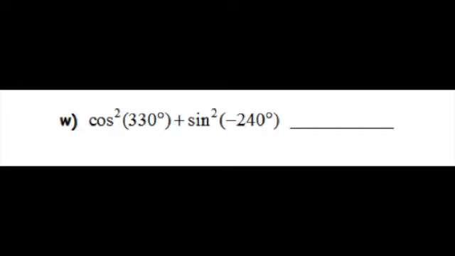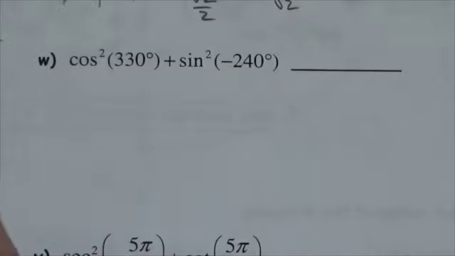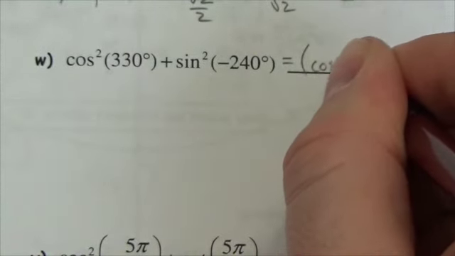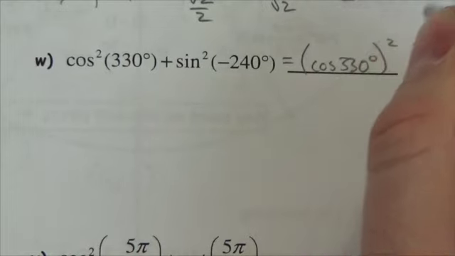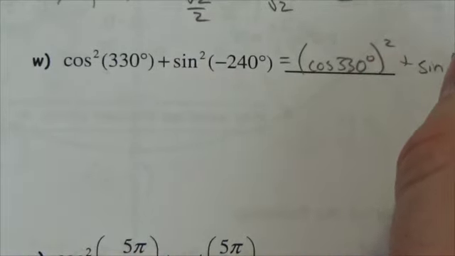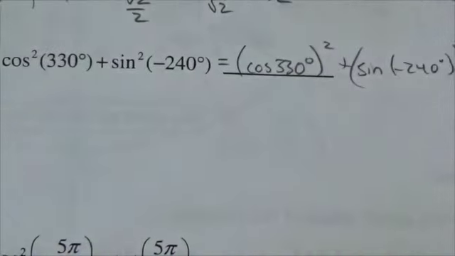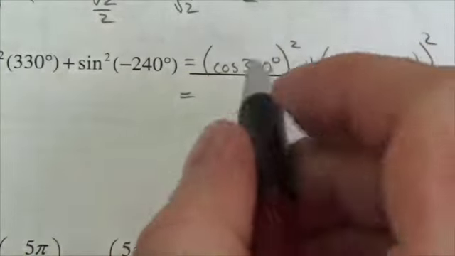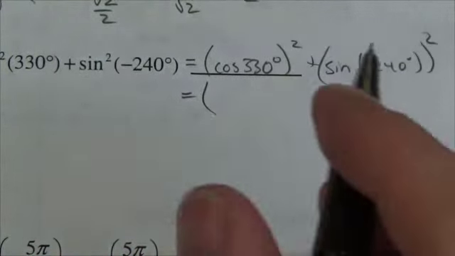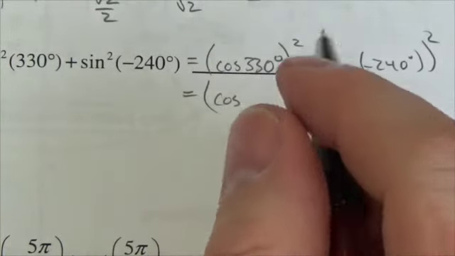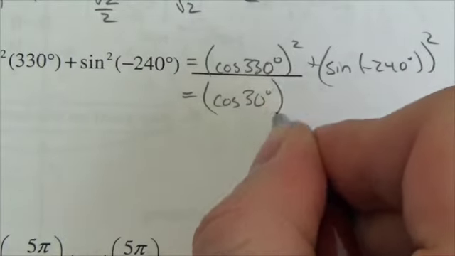The square of the cosine of 330 degrees plus the square of the sine of negative 240 degrees. Now this question's similar to the one that we just did. It's just that there's more of it here. So this is the cosine of 330 all squared plus the sine of negative 240 all squared. Now let's take a quick look at this. 330 is in quadrant 4. Cosine is positive in quadrant 4. And the reference angle, compare 330 to 360, and the answer is 30. So that's all squared here.